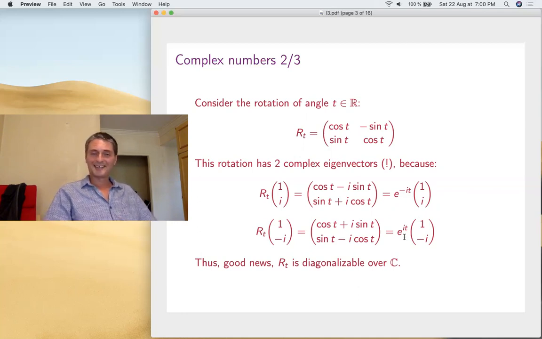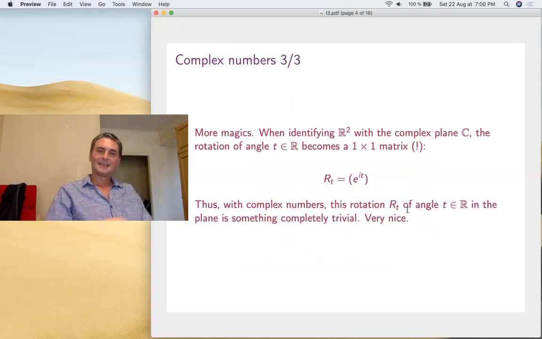So this means that R_t is diagonalizable over C. That was very bizarre, but it's good. I mean, right? Whenever you have a diagonalization, you can do a lot of things afterwards. The matrix becomes extremely simple. So this is one thing. Now, even more magic. Now you can do something else.